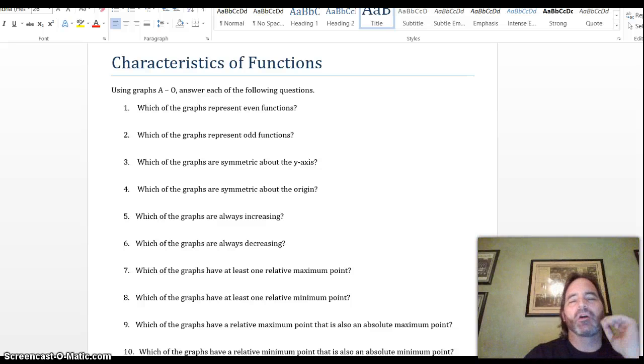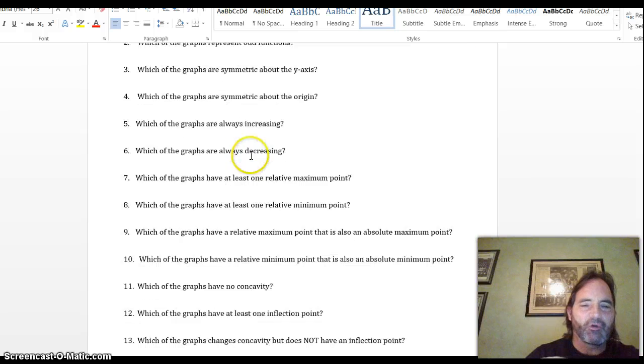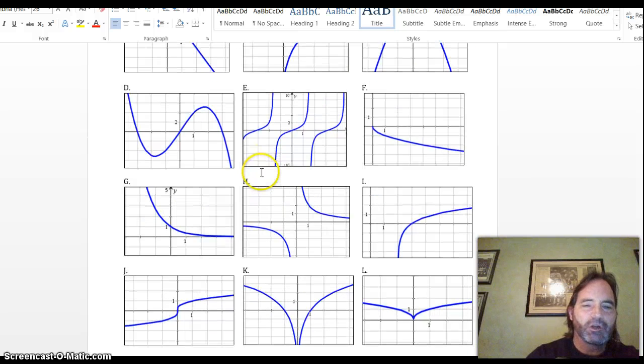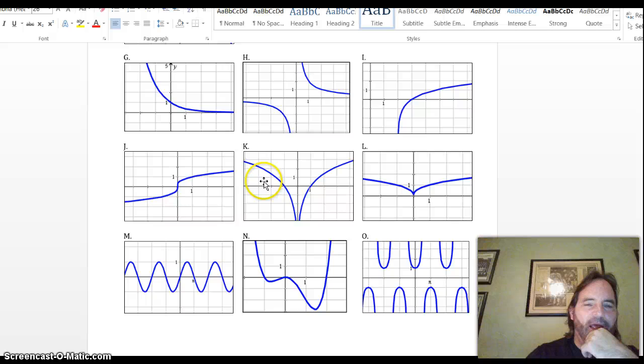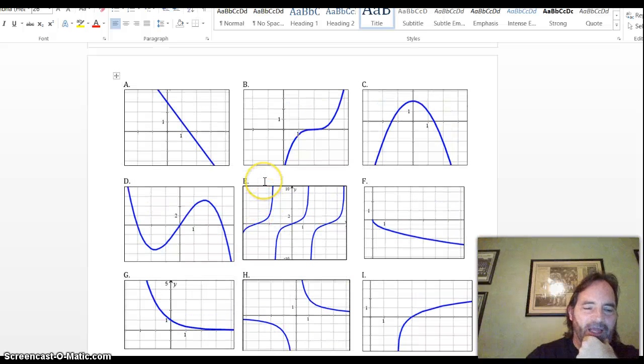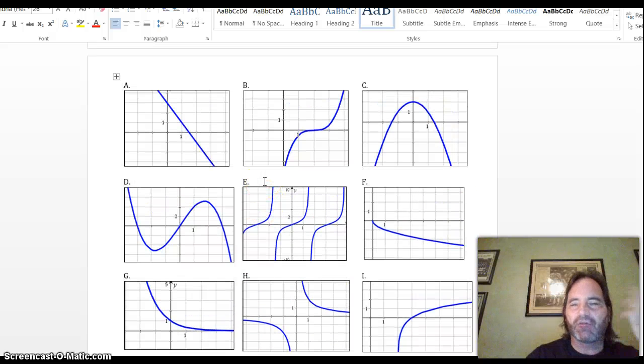This is what we're going to work on tomorrow. It's more of a little review. Let's talk about some concepts, characteristics of functions. We've got some graphs down here that we're going to look at. And one of the things you're going to ask is what represents an even function?